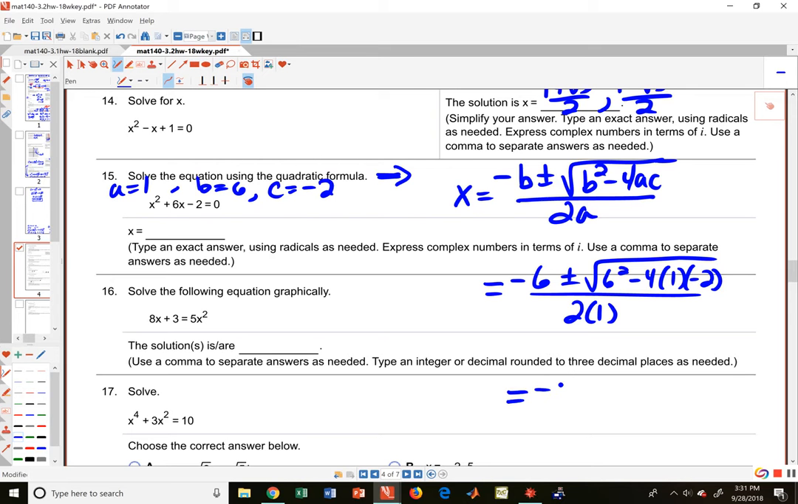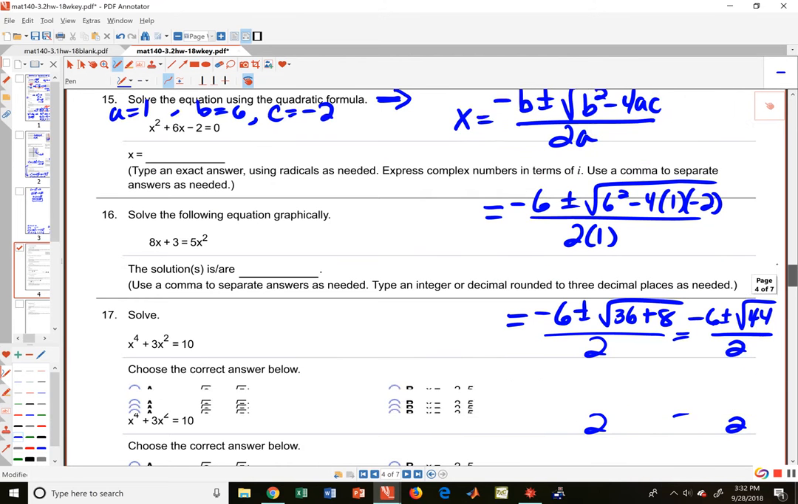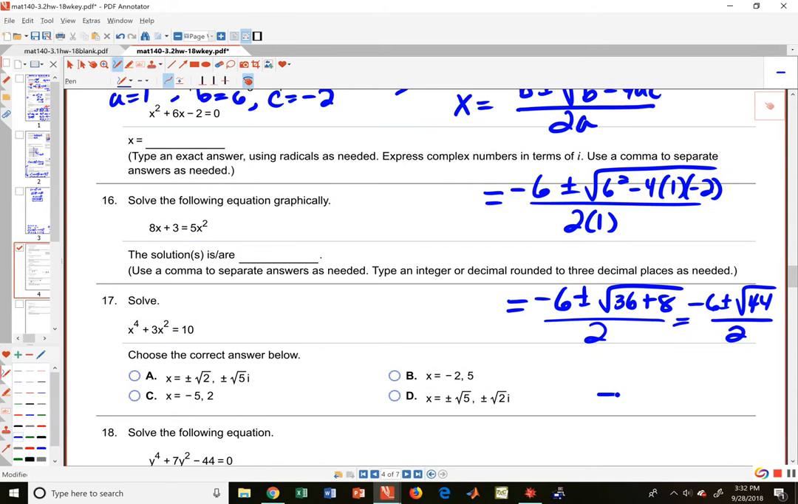All right, so we've got to simplify what's underneath that radical. 6 squared is 36. That's going to become plus 8. You've got to get the signs right. Two negatives make a positive, divided by 2. So we end up with negative 6 plus or minus the square root of 44, divided by 2. Now, that's not quite simplified because there's a perfect square in there.